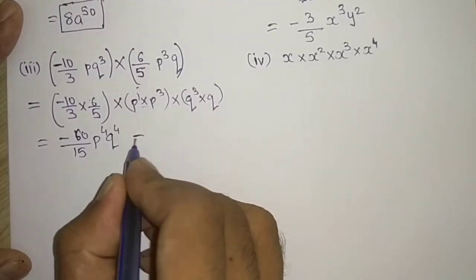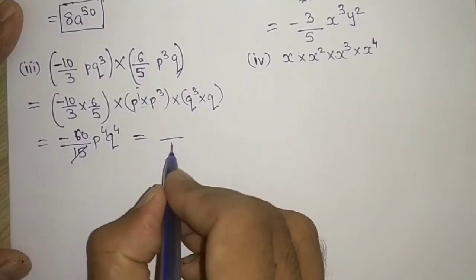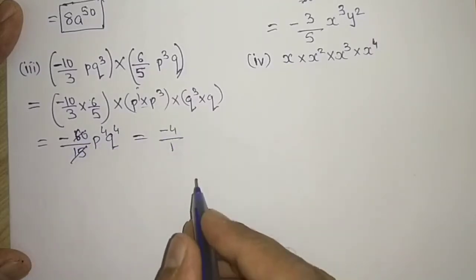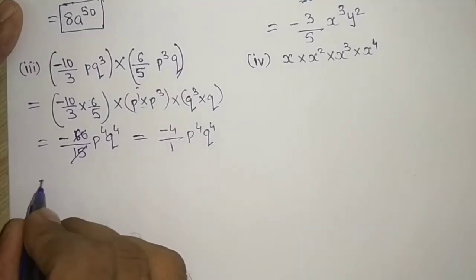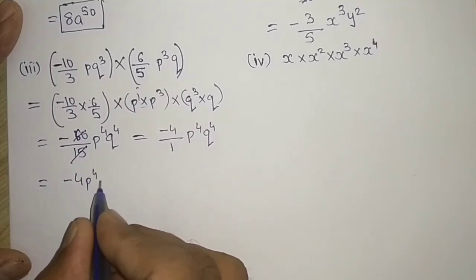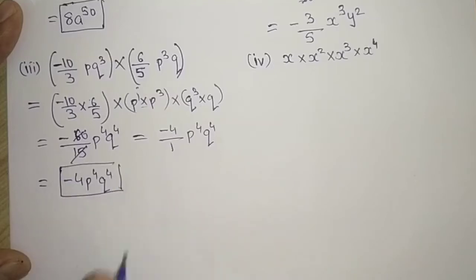I can cut 15 and 60, so 15 1s are 15 and 15 4s are 60, that is minus 4. P raised to power 4, q raised to power 4, which is eventually minus 4 p raised to power 4 and q raised to power 4. This is our answer.